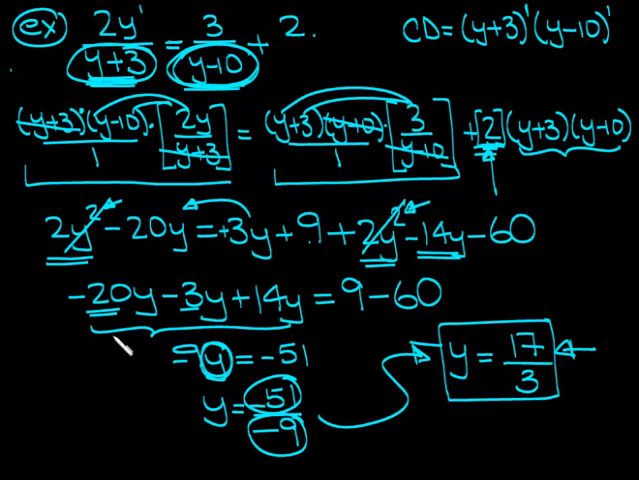So a good way to check for division by 0 is to just look at the denominator and ask yourself, for what x or y will that be 0? In this case it's y. And then you want to make sure that your answer is not one of those values.